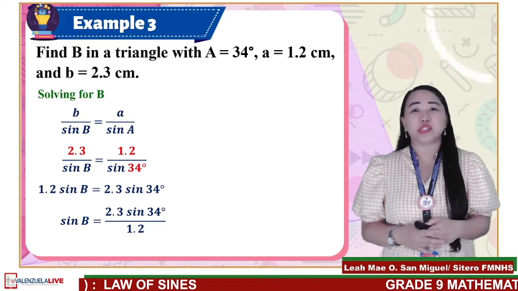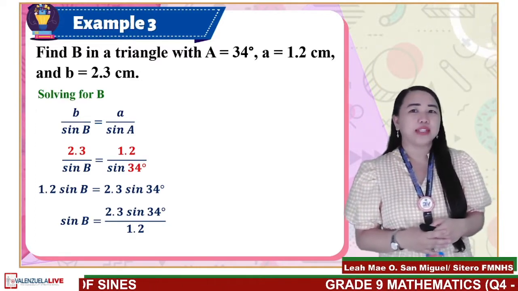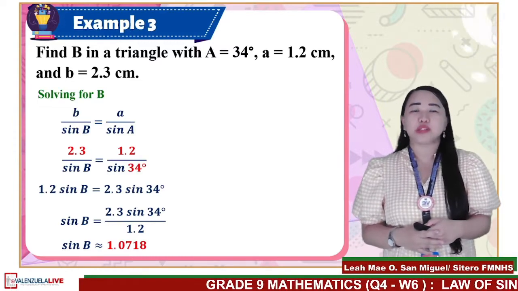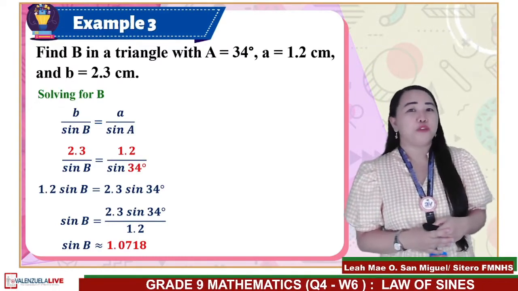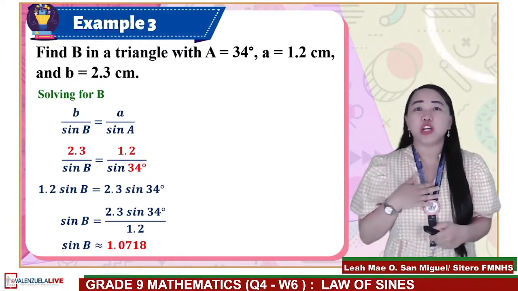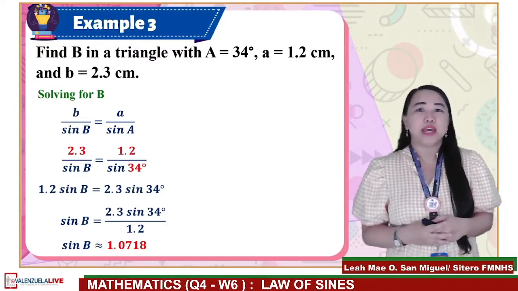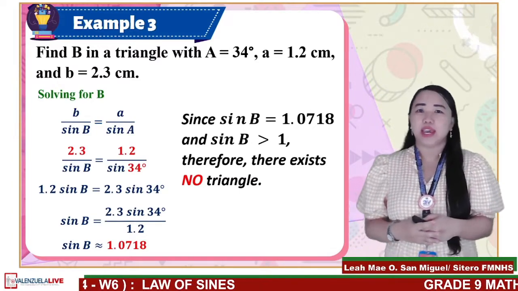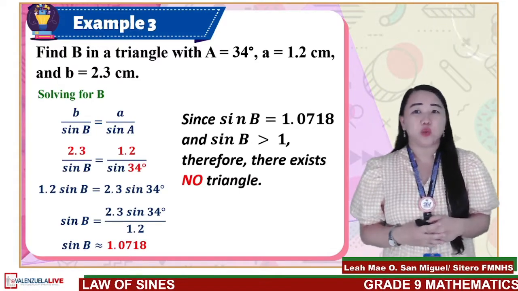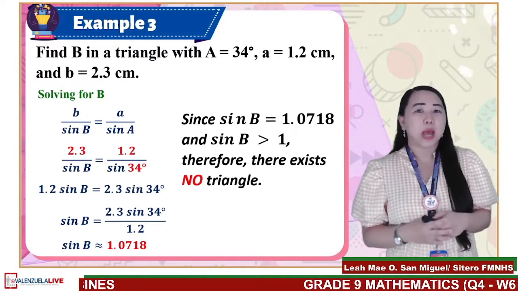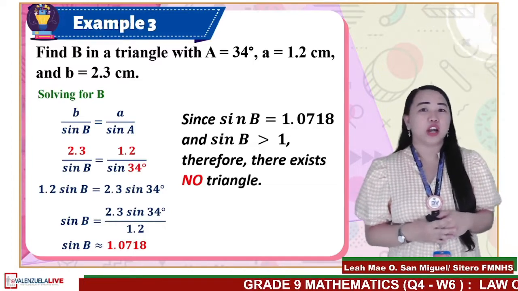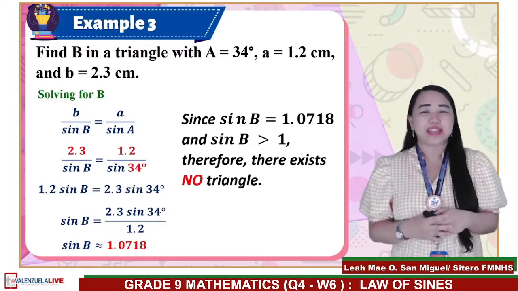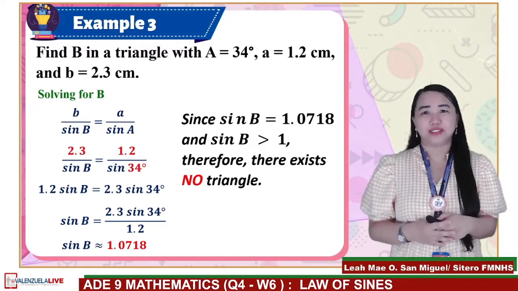Find the answer using the scientific calculator. We get sine B is approximately 1.0718. Referring to the table I gave earlier to describe sine B, since sine B is equal to 1.0718 and sine B is greater than 1, therefore, we can stop here and conclude that there is no triangle existing. And again, that is the last example.